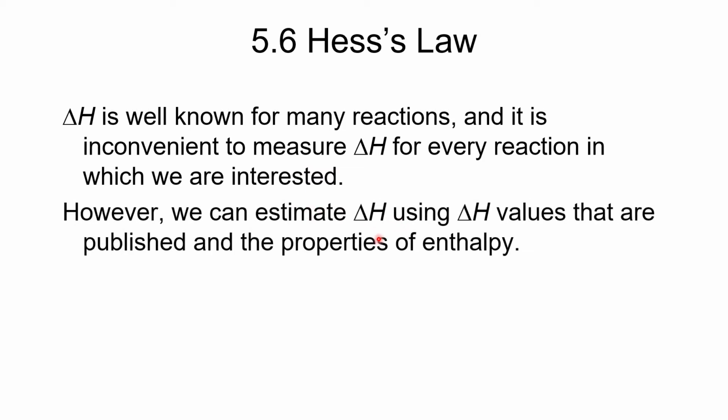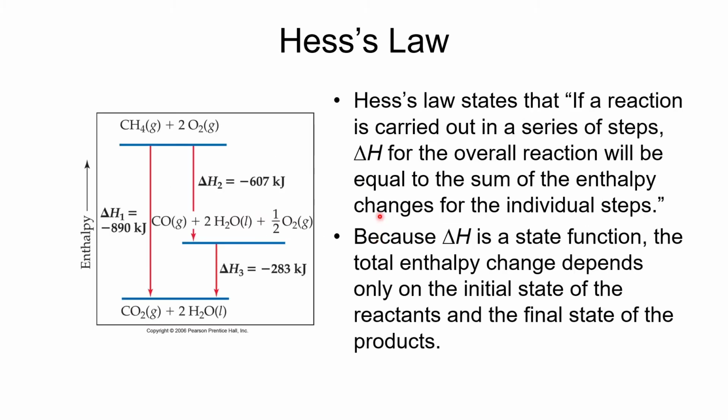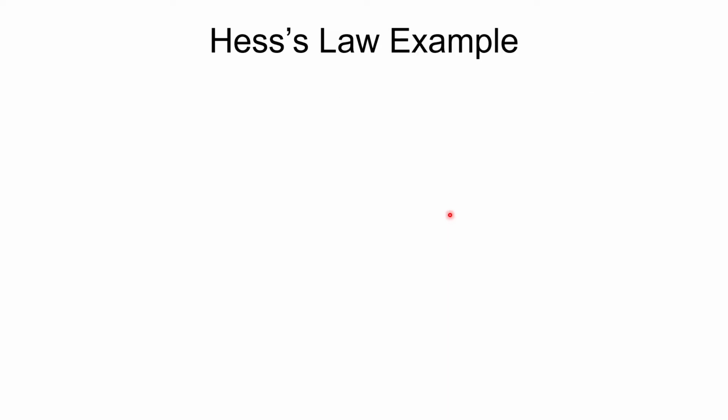All right, so there are some tricks to doing this. What this picture is telling us is that if we want to get delta H for this reaction, which is the CH4 burning to produce carbon dioxide and water, we can take the delta H for this reaction and the delta H for this reaction and add them together to give us the overall delta H. And that's what that is. So I want to show you an example of how to do this, a practical way to do this. So Hess's law, an example.